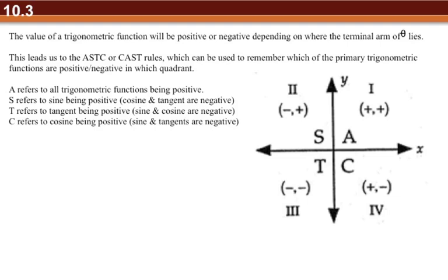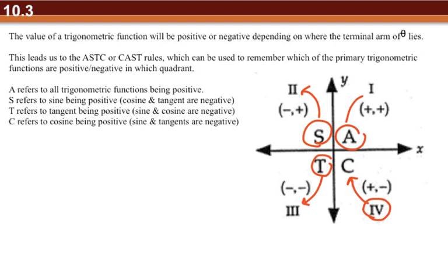If we look at the quadrants, quadrant 4 is labeled with a C, C standing for cosine. So what we know is that anytime we're taking a cosine function in quadrant 4, that cosine function is going to be positive. We have T in quadrant 3, so tangent functions in that quadrant will be positive. S in quadrant 2, so sine functions in that quadrant will be positive.